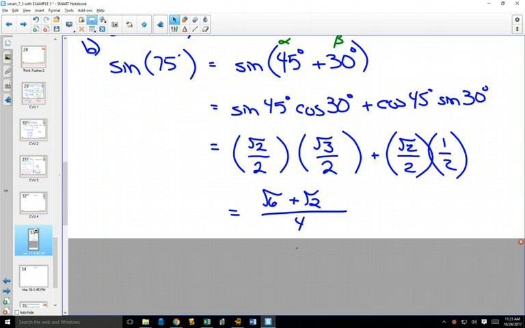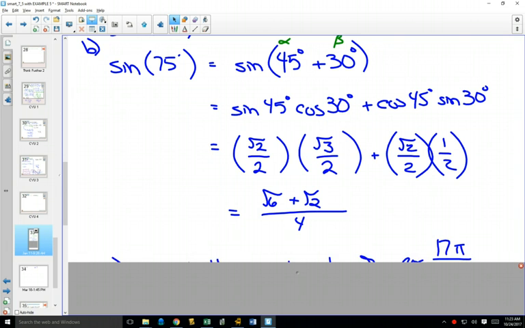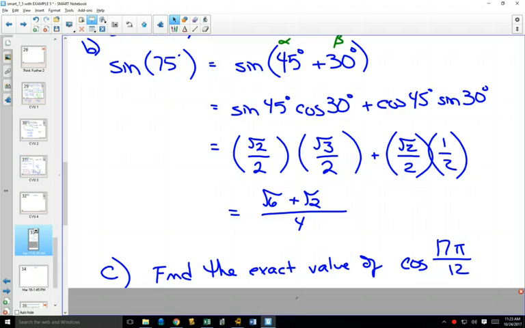Okay? The first ones I chose were really easy because it was really easy to see 30 plus 45 is 75. It was really easy to see 4 pi over 12 minus 3 pi over 12 is 1 pi over 12. What happens when you get pi over 12 ones that are bigger, like 17 pi over 12?